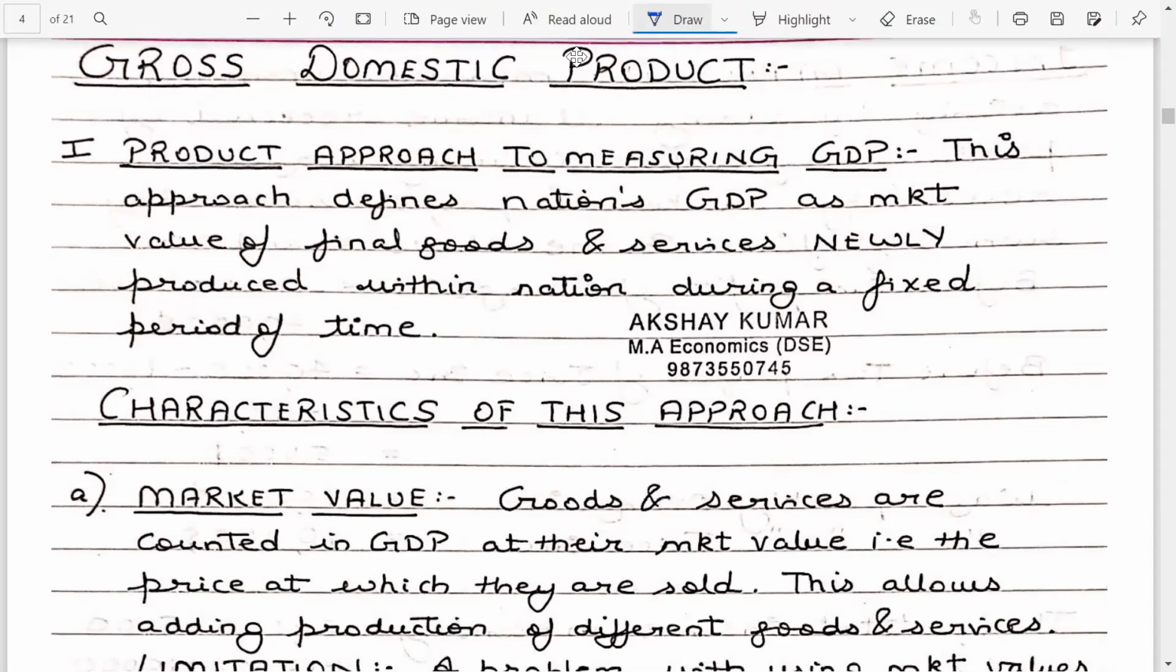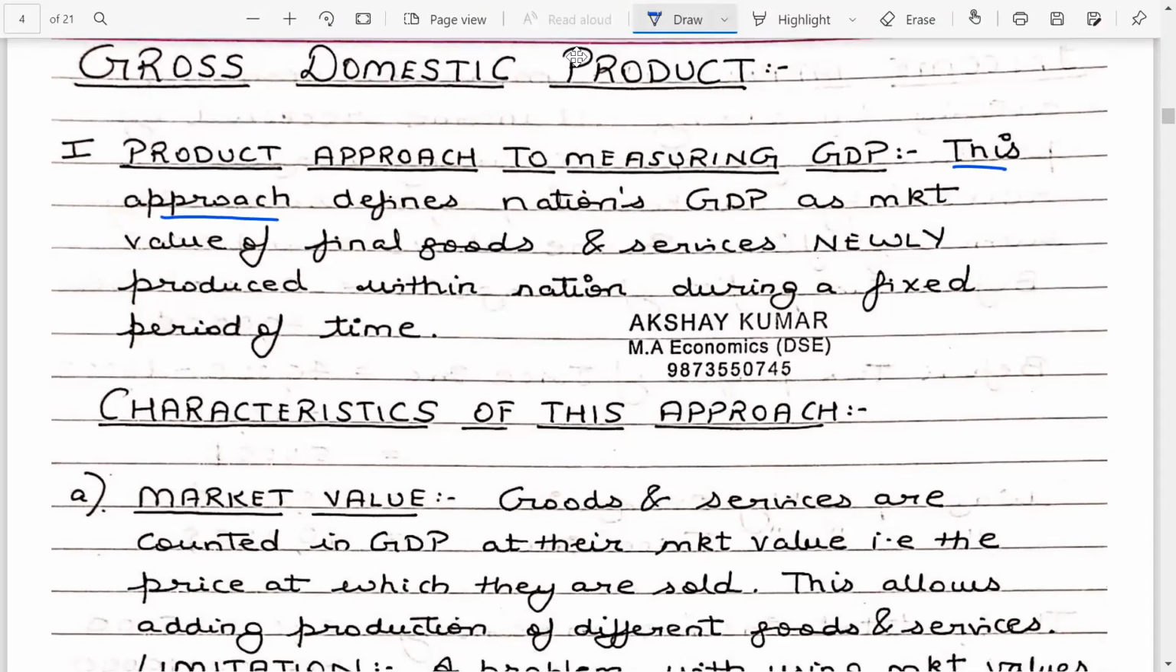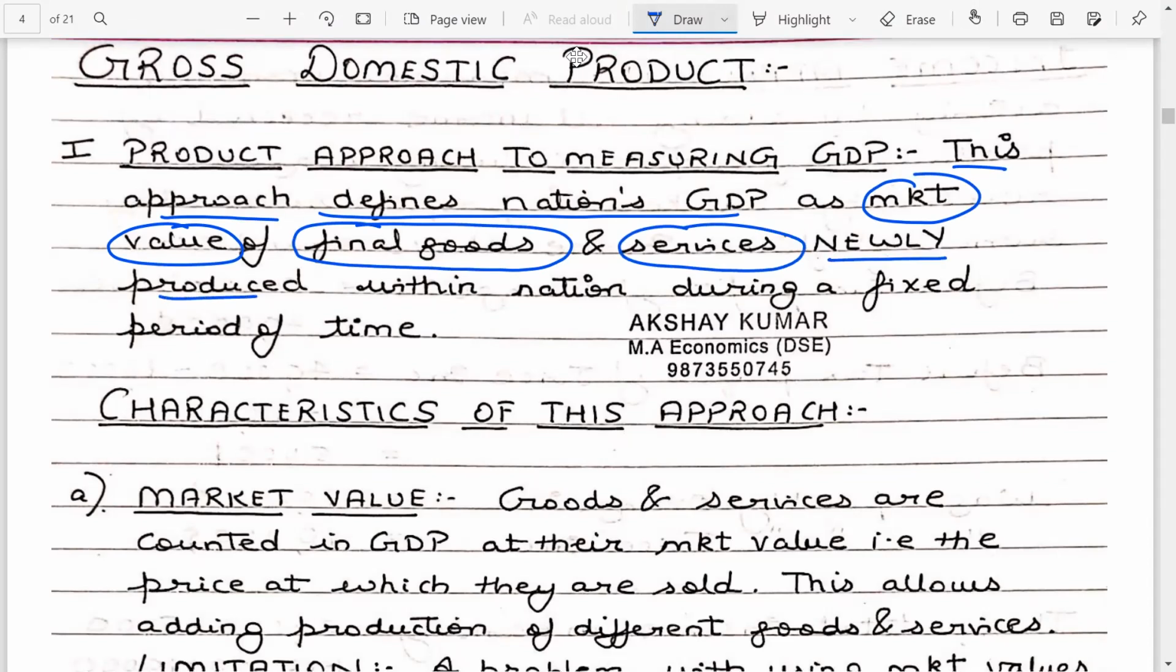This approach defines the nation's gross domestic product as the market value of the final goods and services newly produced within the nation during a fixed period of time. So look at the terms I've circled: market value, final goods and services newly produced within the domestic territory of the nation during a fixed period of time.